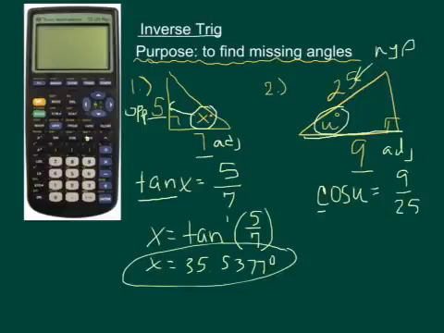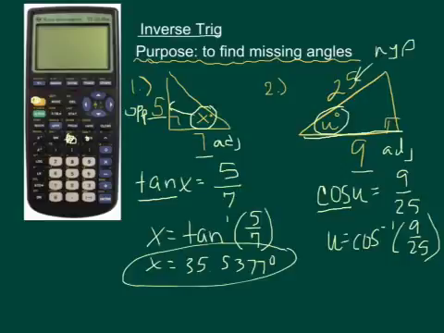So again, to get cosine away from this U, I'm going to say U equals the inverse cosine of 9 over 25. So on my calculator, I'm going to have to hit the second button and then cosine to get my inverse cosine. And when you calculate this, the inverse cosine of 9 over 25 is that U equals 68.8998 degrees.